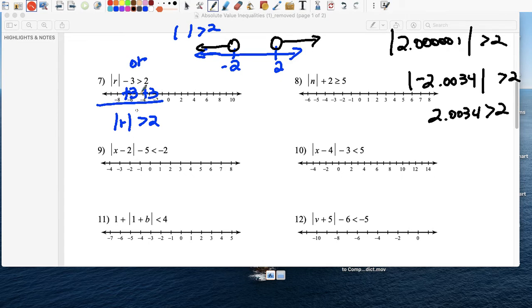So this is the easier problem. So the value of R that's going to make me true: R can be a number greater than 2, or R can be a number less than negative 2. But it can't be any numbers between these two.